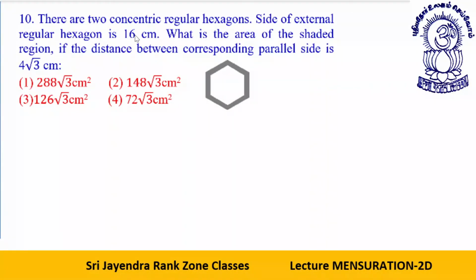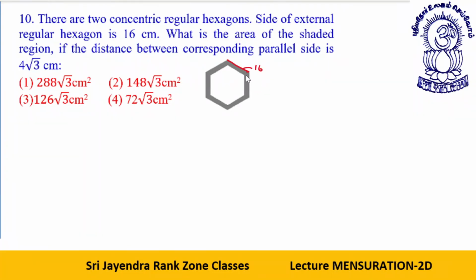There are two concentric regular hexagons. Side of the external regular hexagon is 16. This side is 16. What is the area of the shaded region if the distance between the corresponding parallel sides is 4 root 3? See this one. These are the parallel sides.